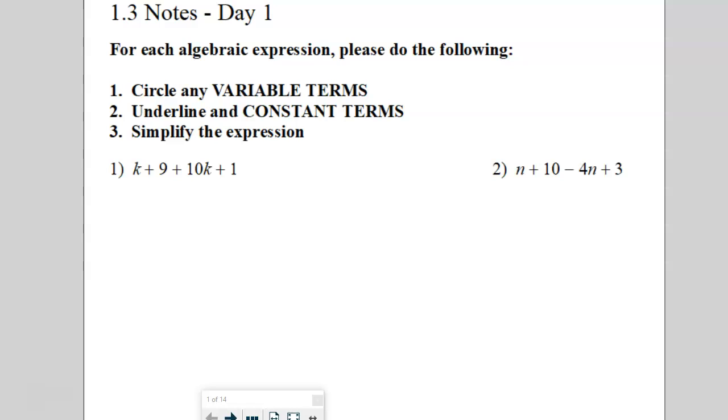So, let me make sure I don't make ding-ding noises when I'm clicking pens.